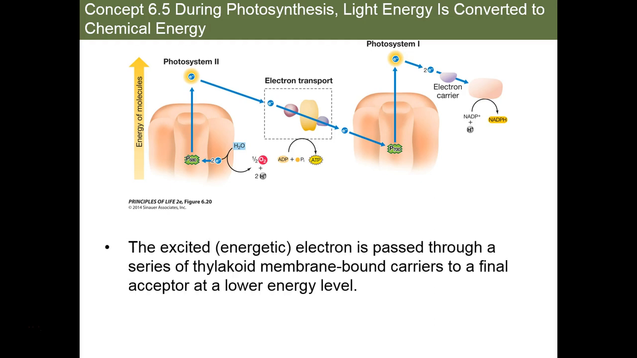The excited electron from photosystem 2 is passed through a series of thylakoid membrane-bound carriers to a final acceptor at a lower energy level. While this is happening, a proton gradient is generated and used by ATP synthase to make ATP. Very similar to the electron transport chain in cellular respiration. The electron that is being passed down this electron transport chain is eventually passed to photosystem 1.